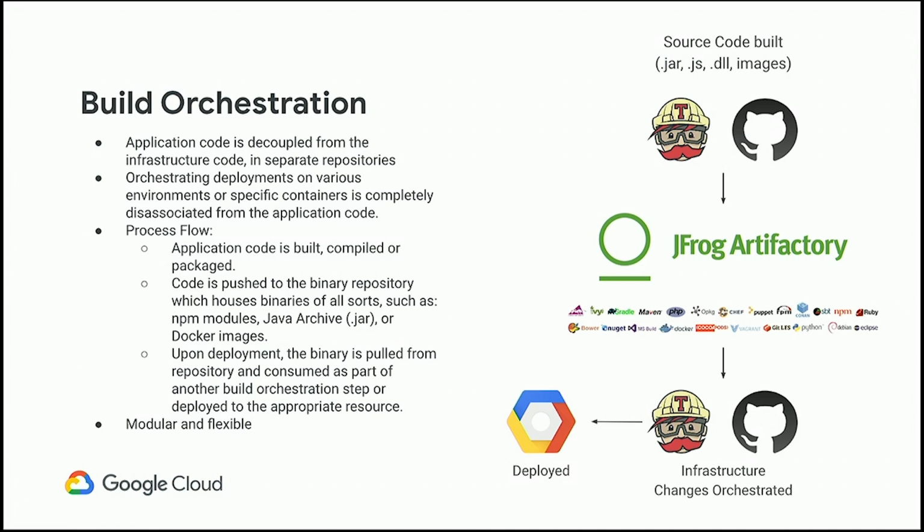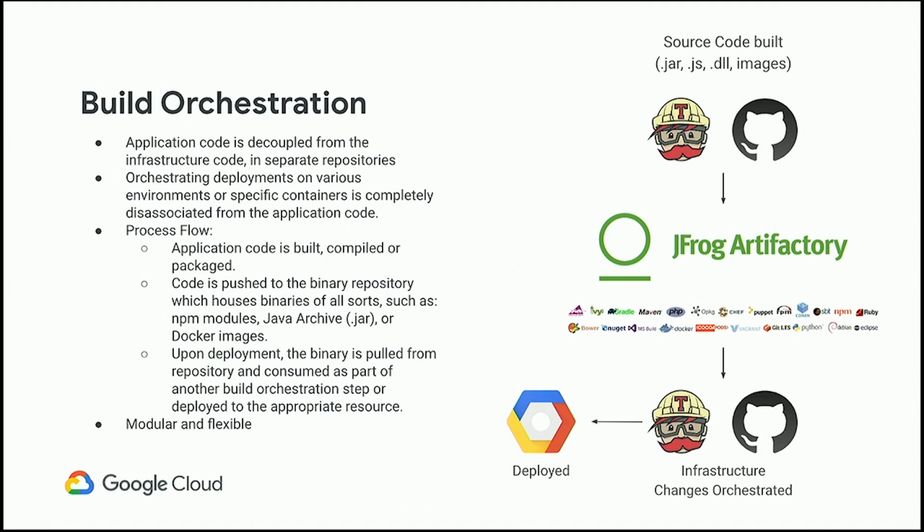Okay, so the build pipeline. This is where we talk about essentially how it's all orchestrated. In our particular build pipeline, the application code is decoupled from the infrastructure code in separate repositories. So we have 2 different repositories for each service that we're deploying. The deployments are orchestrated on these various environments or specific containers, completely disassociated from the application code. So the process at a really high level, and we'll walk through that deeper later, is that the application code is built, compiled, and packaged.